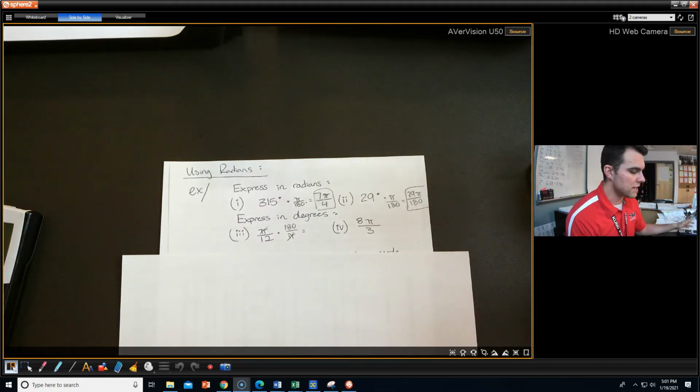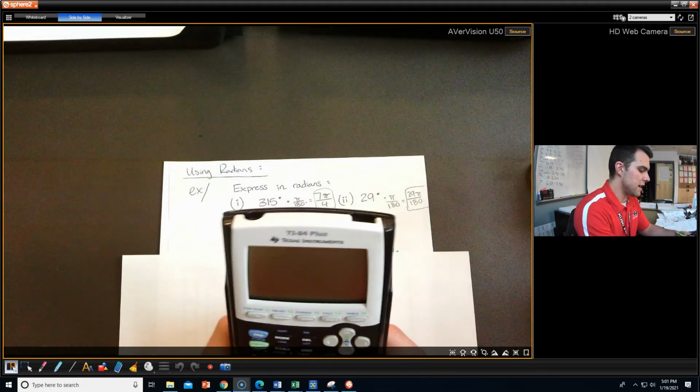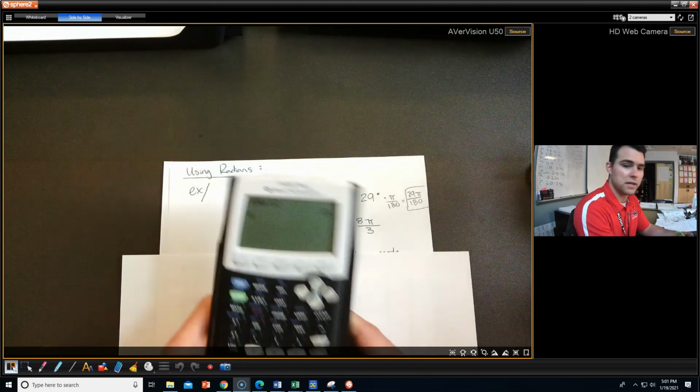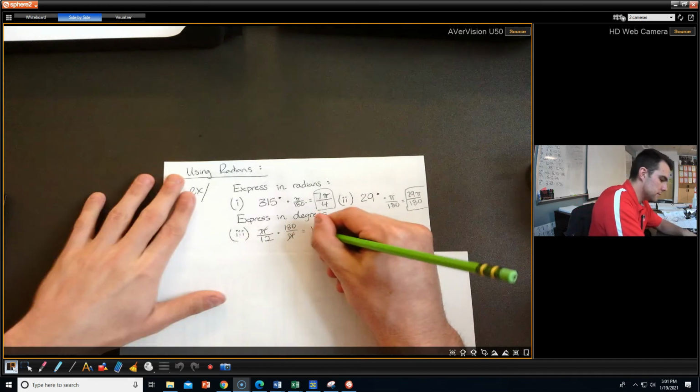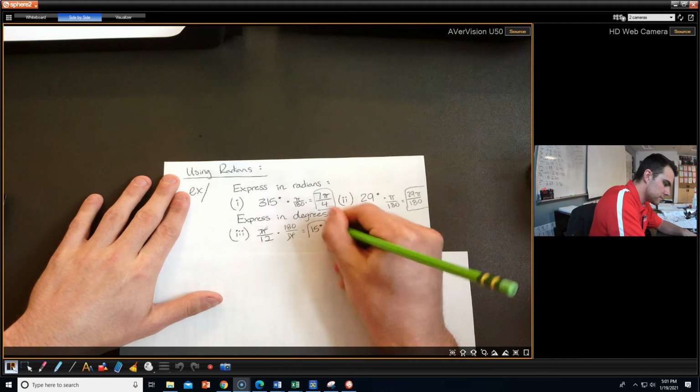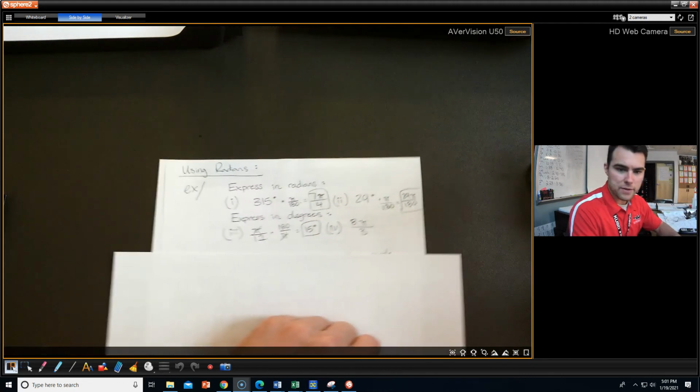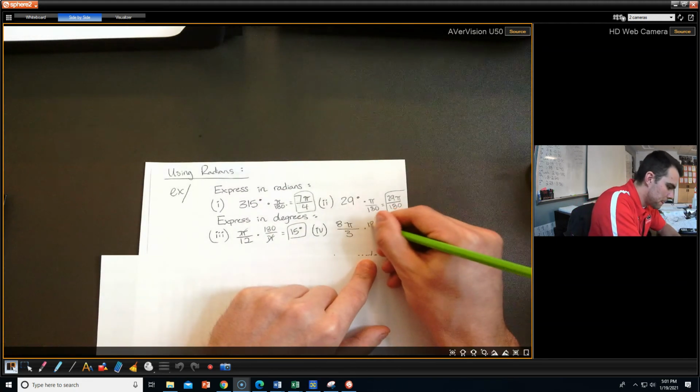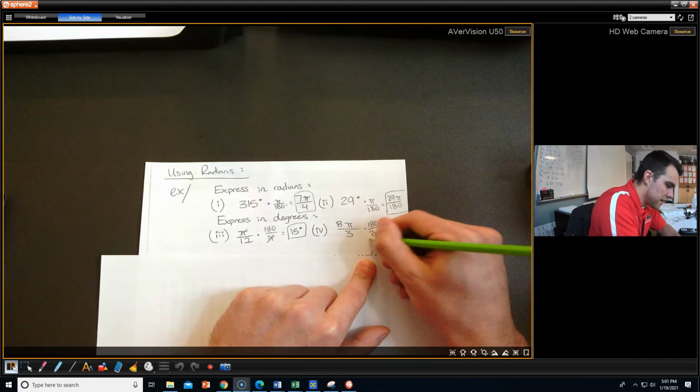And then I do 180 divided by 12. If you put that in your calculator, you end up getting 15 degrees. 8 pi divided by 3, same thing. Did not change. Pi's cancel.